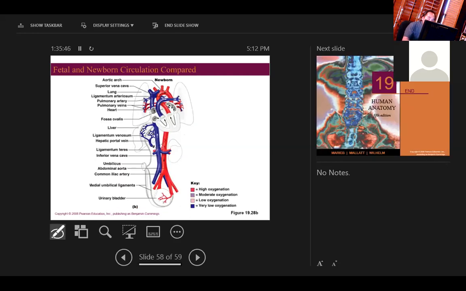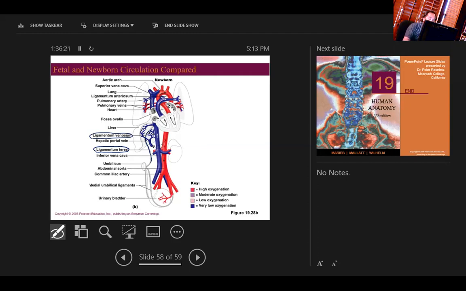Okay, take a look what happened to the umbilical vein. It becomes a ligament, and the ligament is named the ligamentum teres. Okay, remember this goes into the liver. So there used to be a connection here from the umbilical vein to the liver. We call it the ductus venosus. But when the baby is delivered, that closes, and we call it a ligament, ligamentum venosum. Okay, so it turns into a ligament.